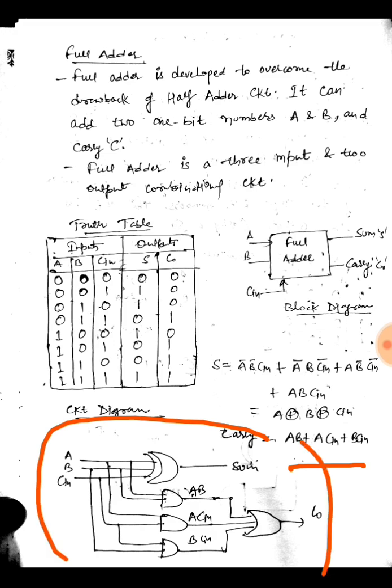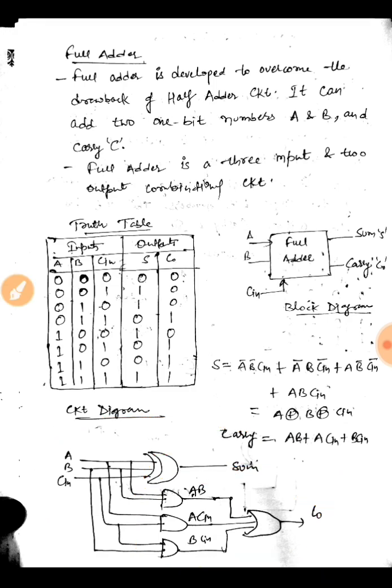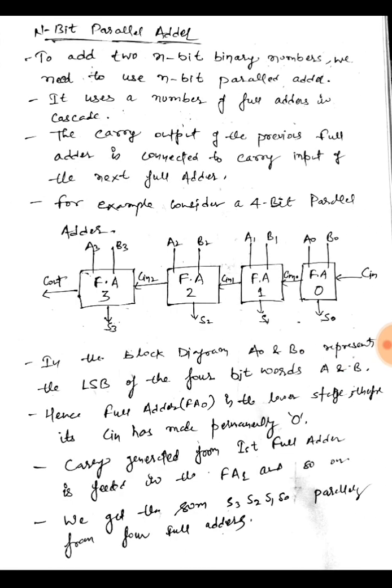So for sum it would be an XOR gate. At inputs we have A, B, C, and the carry we can generate using three AND gates and one OR gate. So this is my full adder circuit. So if I have more than one bit in the numbers to be added, I will require more than one full adder.